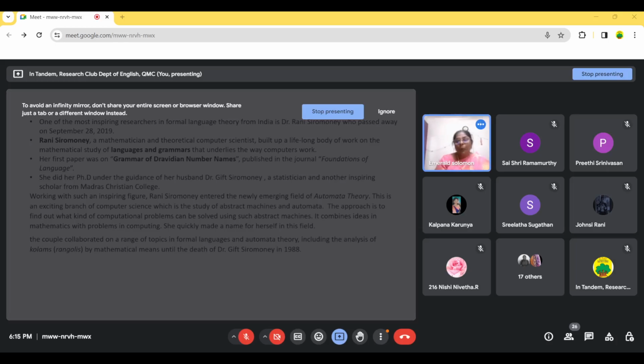But here in India, we had Dr. Rani Siromani, who worked in Madras Christian College in Tambaram, who worked on these languages and grammars, and she passed away in 2019. She wrote her first paper on grammar of Dravidian number names, and it is published in the Journal of Foundations of Languages. And she and her husband, Dr. Gibbs Siromani, actually she did her research under him. He was the one who started on formal languages, and then they both together did a lot of research and created a lot of formal languages. Next slide, please.